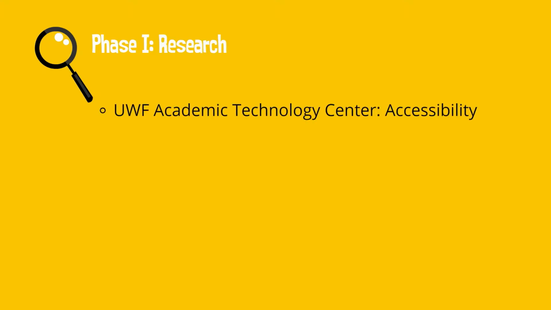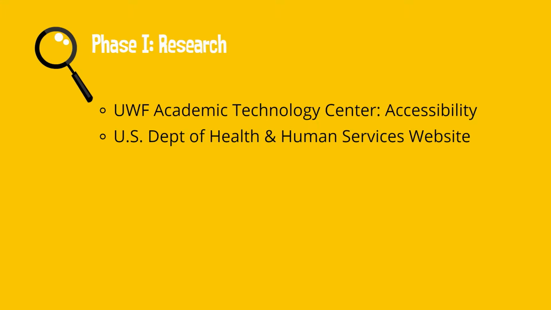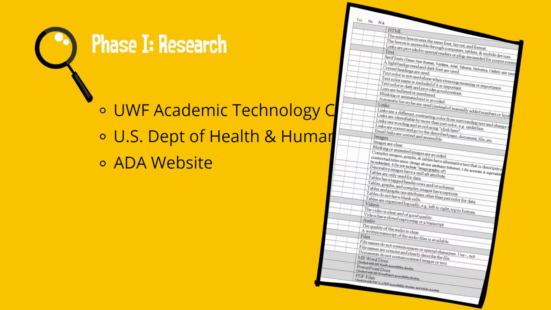Phase 1 involved researching the ADA requirements for online college courses. For my research, I used UWF's Academic Technology Center, which has a section on accessibility, the U.S. Department of Health and Human Services website, and the ADA website. I used all of these resources to help create a master accessibility checklist.